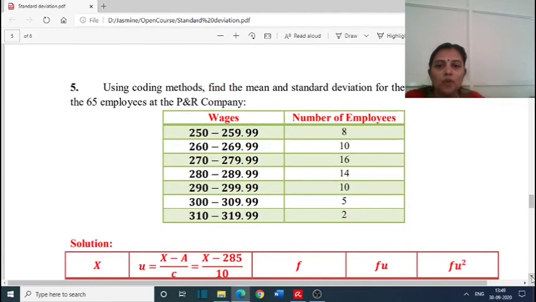Now, using coding methods, find the mean and standard deviation for the wage distribution of the 65 employees at the PR company. So, wages equal to 250 to 259.99, number of employees is 8. 260 to 269.99, number of employees 10. 270 to 279.99, number of employees 16. 280 to 289.99, number of employees 14. 290 to 299.99, number of employees 10. 300 to 309.99, number of employees 5. 310 to 319.99, number of employees 2.